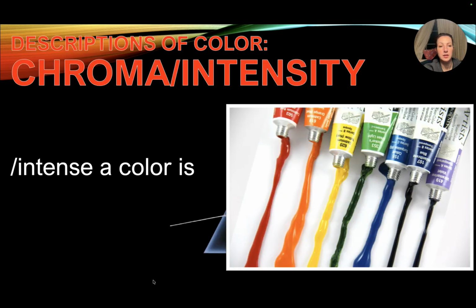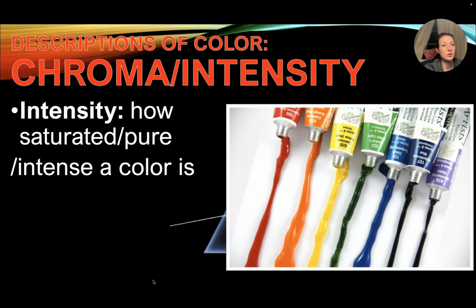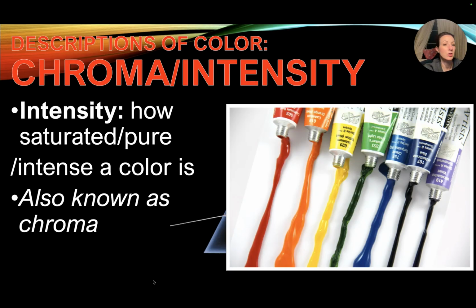Chroma or intensity is how intense, bright a color is, how saturated or pure it is. So think paint right out of the tube, no adding anything to it, is very, very saturated and bright. It's also known as chroma, so saturation, intensity, chroma, those are all different ways to say the same thing. So think of those really bright, rich colors.